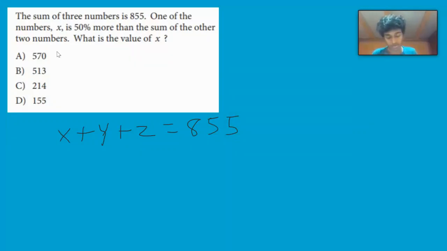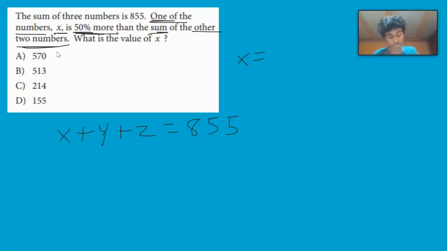And what do we know? Well, we know this piece of information. One of the numbers x is 50% more than the sum of the other two numbers. So what is an equation that represents this? So x is 50% more than the sum of the other two numbers.